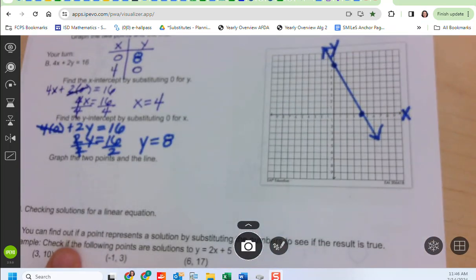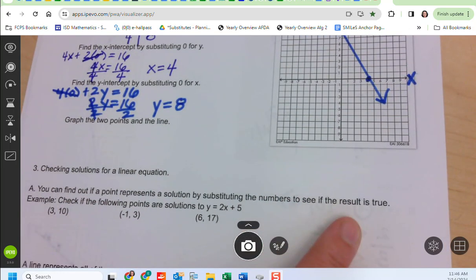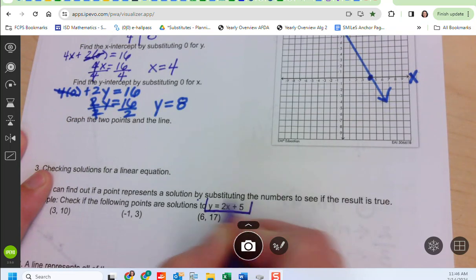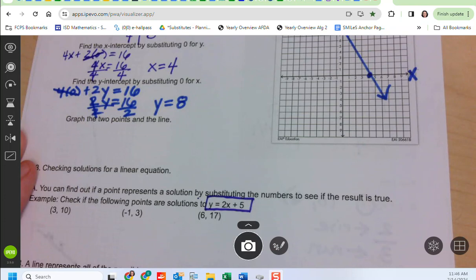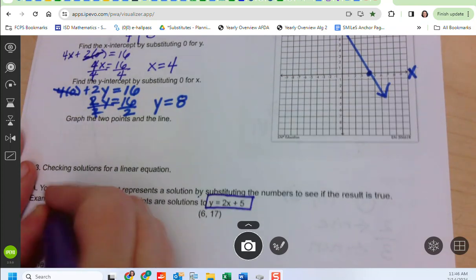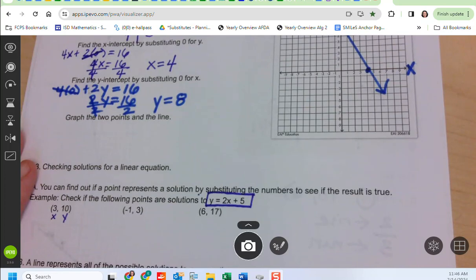You can check if a point represents a solution by substituting the numbers into the equation to see if the result is true. So here's the equation that we're checking. Y equals 2x plus 5. In the point, what comes first, x or y? X. It is. If you get confused, it's alphabetical order. So x comes first and then y. So this is x and this is y. 3 is the x and 10 is the y.